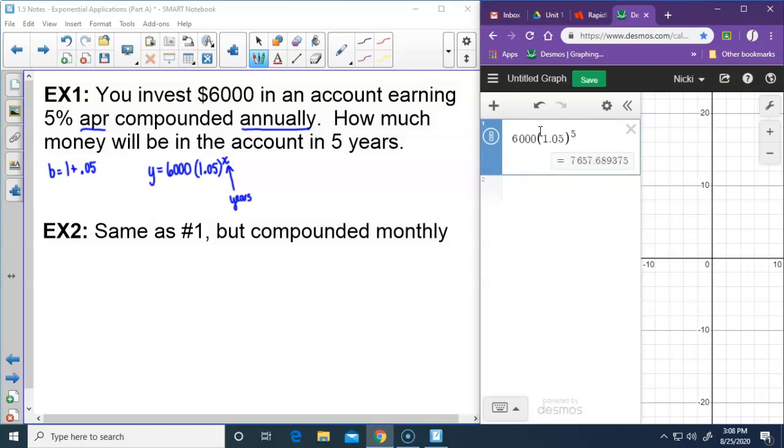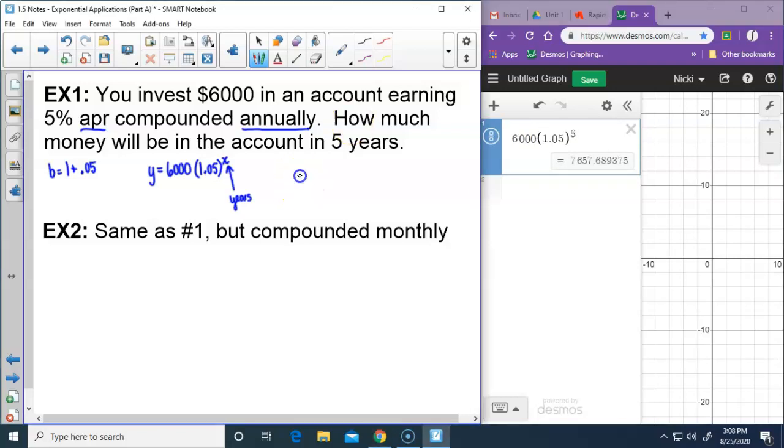And here I'm going to get for my answer $7,657.69. In this particular case, we're going to round to the nearest cent here. So that is the amount that you would have if you invested in this particular account.